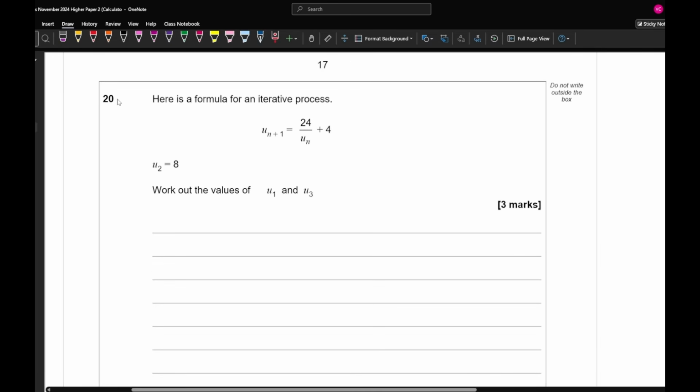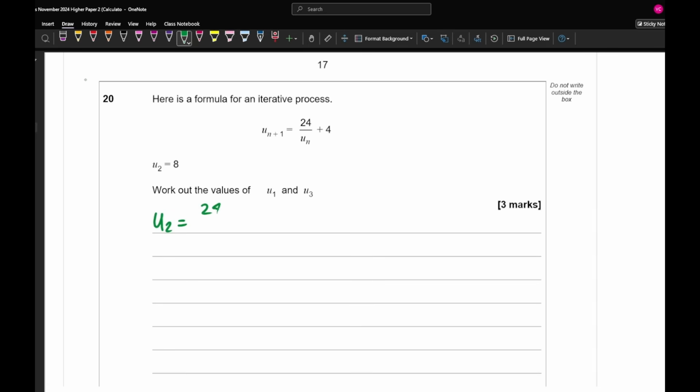Moving on to question 20, it says here is a formula for an iterative process, and the question is asking us to work out what U1 is and U3 is. So to do this, I'm going to work out what U2 is equal to: 24 over U1 plus 4. So then if I know what U2 is, which is 8, then it's going to be 8 equals 24 over x plus 4. So if I take the 4 over, I get 4 equals 24 over x. And so x equals 24 divided by 4, which equals 6.